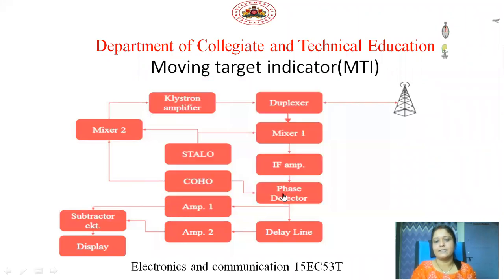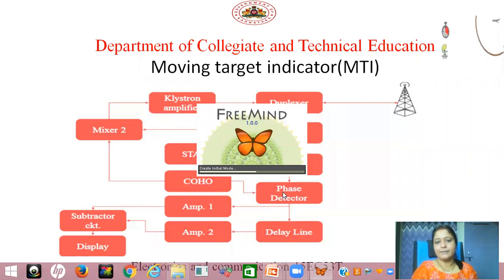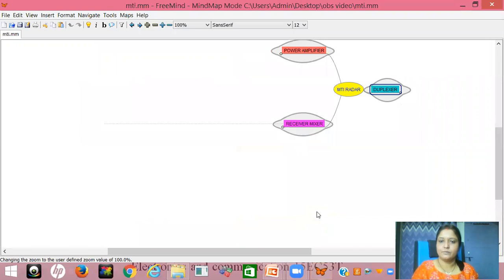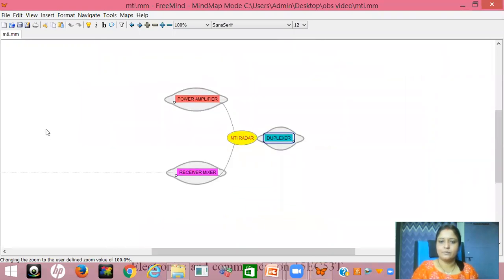Now let us analyze the same block diagram once again using the mind map. If you observe here, this is the transmitter section, this is the receiver section, and this is the duplexer, because we are using the same antenna for transmission and receiving. The duplexer is connected to the antenna section to radiate and receive the signal.